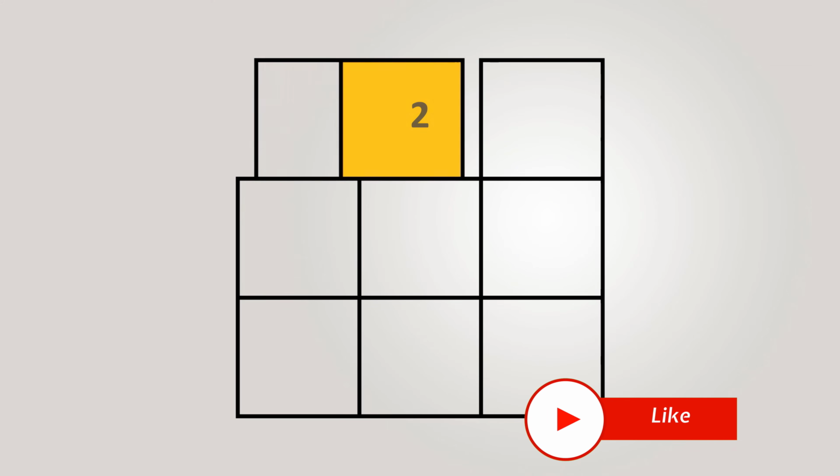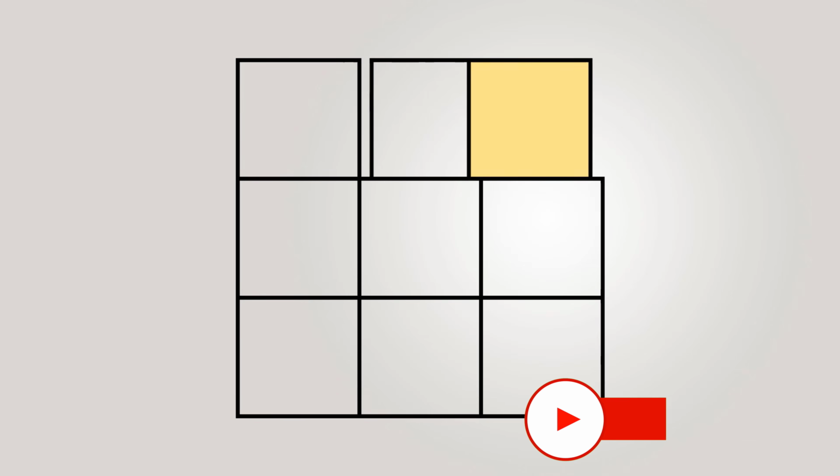1, 2, 3, 4, 5, 6, 7, 8, and 9. Even though small squares are easy to see and identify, let's look at the medium-sized squares.